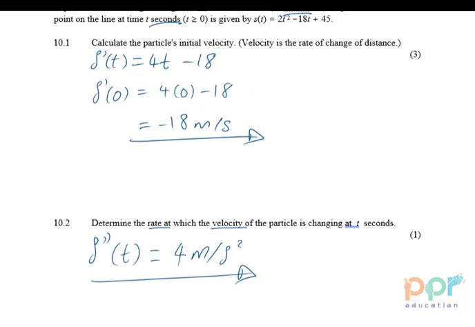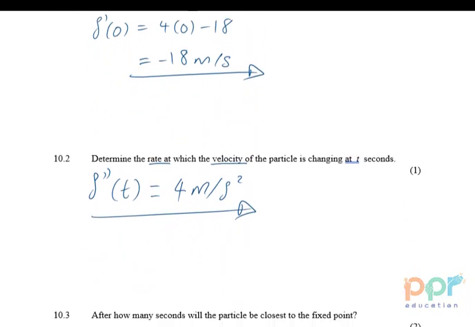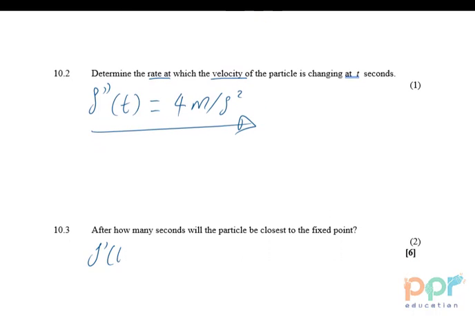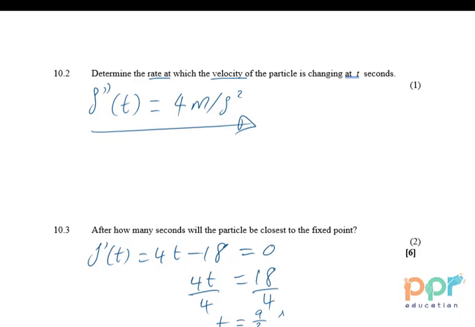So it's 4t minus 18, and this first derivative is equal to 0. Then I'm solving for t. I will have 4t equals 18. I'm dividing both sides by 4, and then I get 9 over 2 seconds. In decimal form, that is 4.5 seconds.